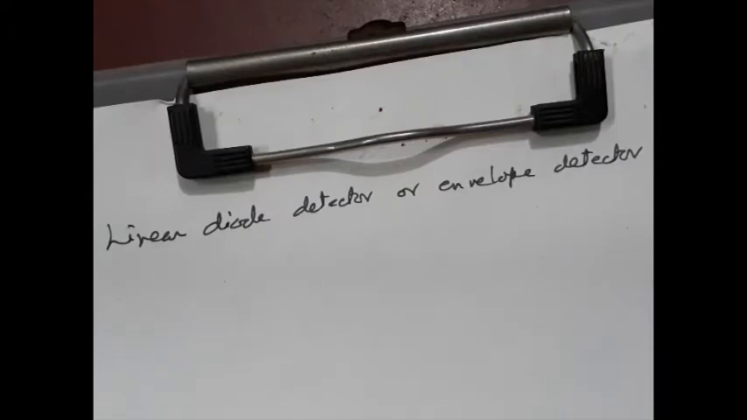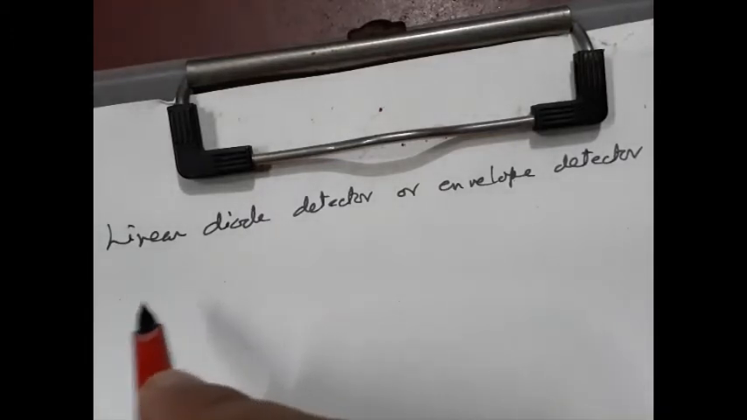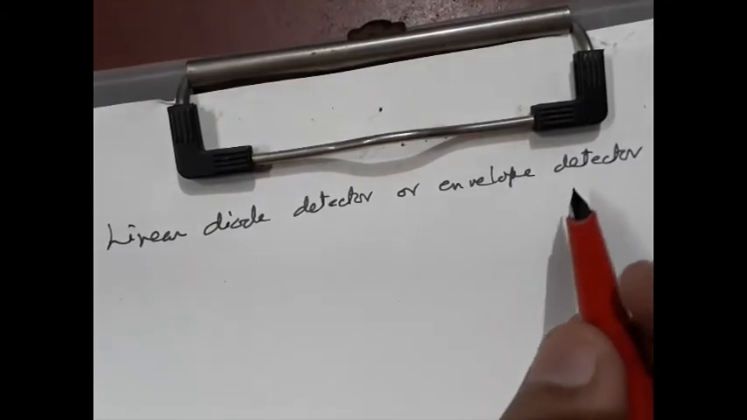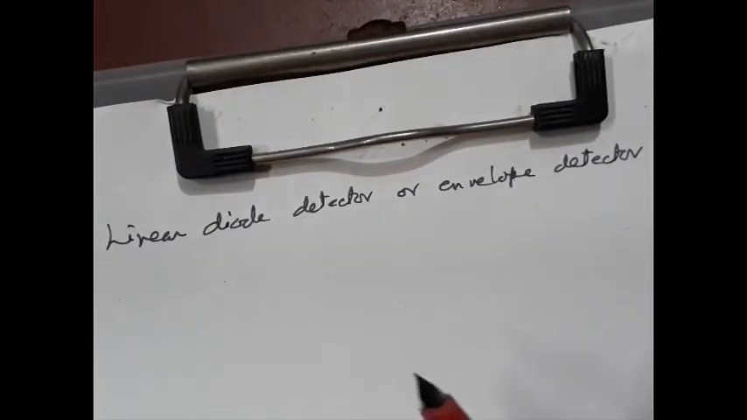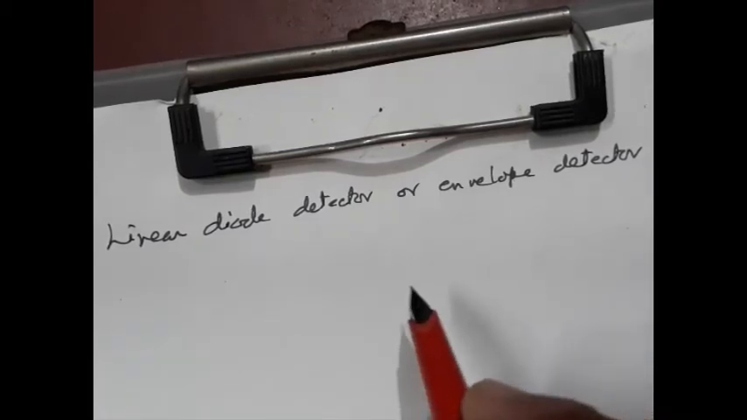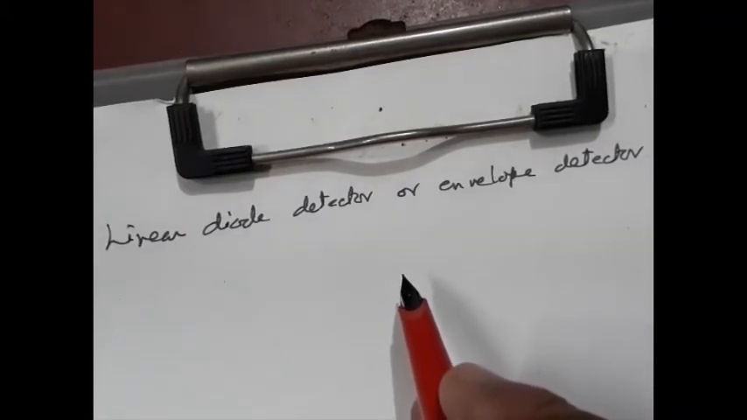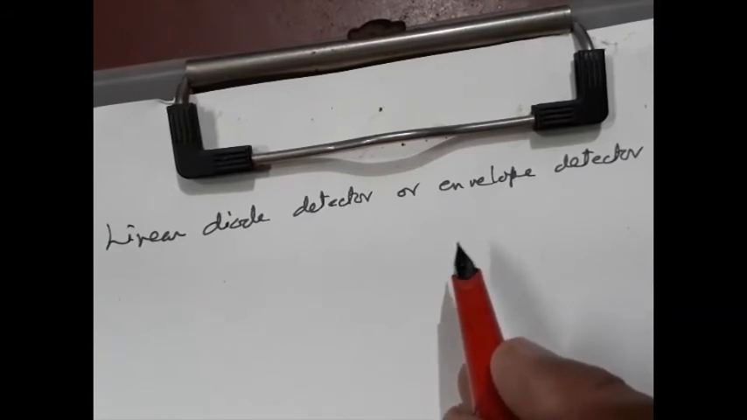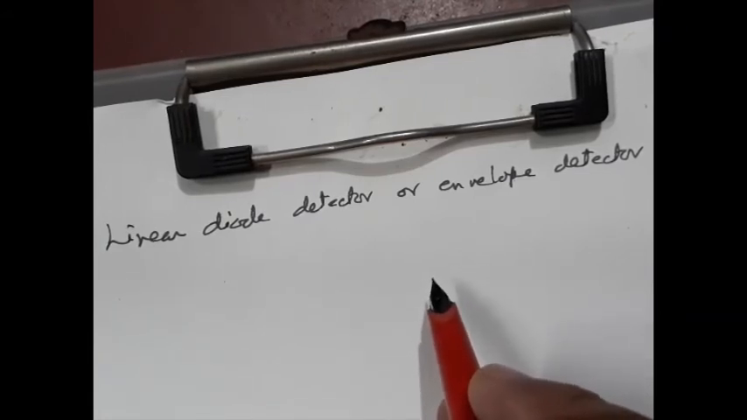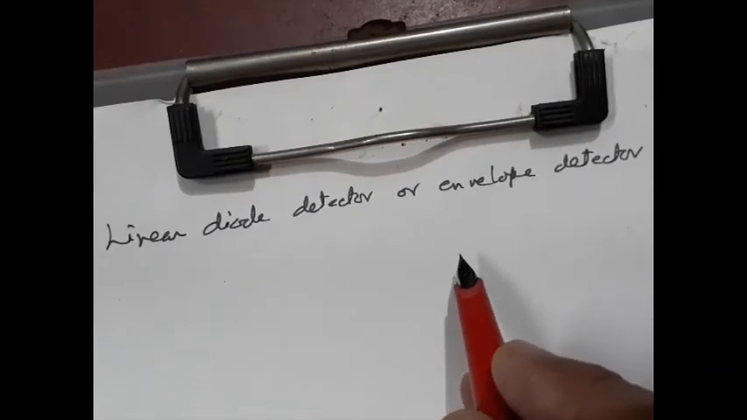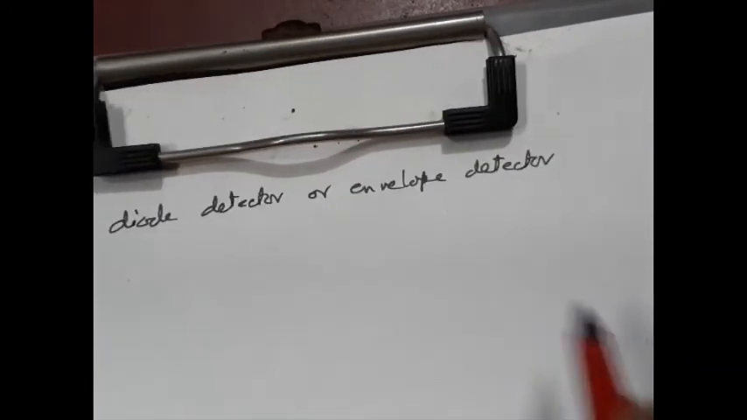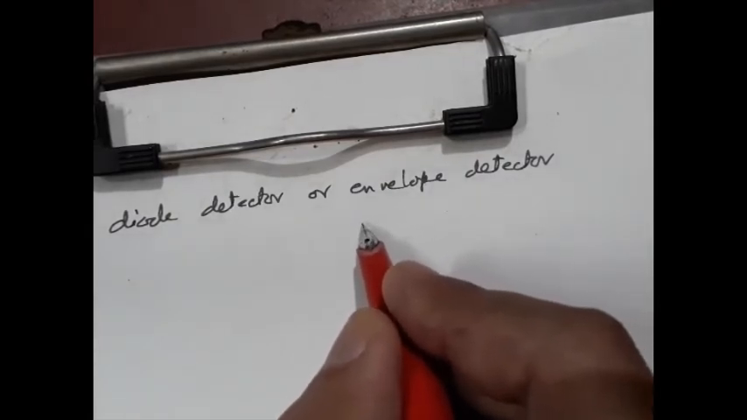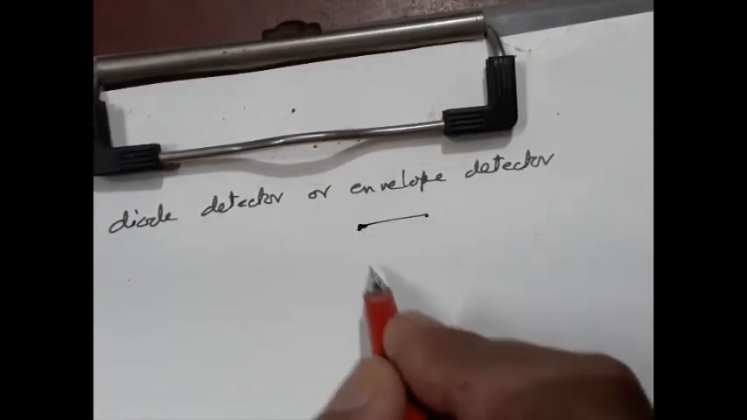Now we are going to discuss another detector called the linear diode detector or envelope detector. Envelope detector is the most common type of demodulator used in amplitude modulated systems. First of all, it is very easy to design and it is very cheap. So the basic circuitry is like this.